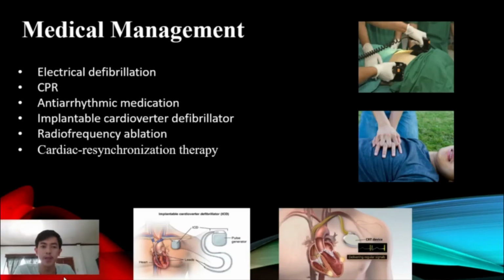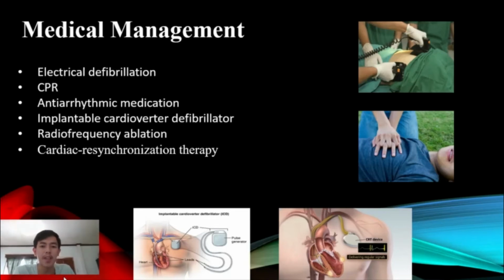Medical management for ventricular tachycardia includes electrical defibrillation, which restores a normal heartbeat by sending an electric pulse or shock to the heart. It is used to prevent or correct an arrhythmia, a heartbeat that is uneven or too slow or too fast. CPR is also done to keep oxygenated blood flowing to the brain and other vital organs until more definitive medical treatment can restore a normal heart rhythm.